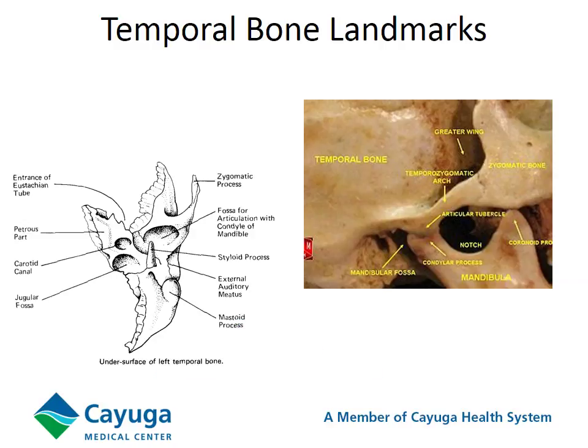The temporal bone landmarks. The key temporal bone landmarks are the mandibular fossa, where the mandible sits. This articulates with the articular eminence and the crest of the fossa. Also, the external auditory meatus, which makes up the posterior wall of the TMJ.